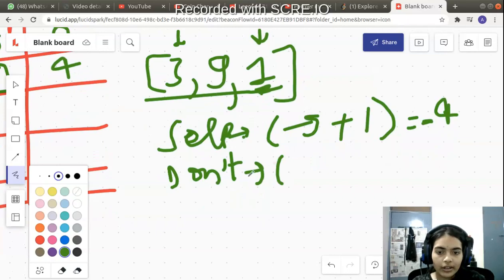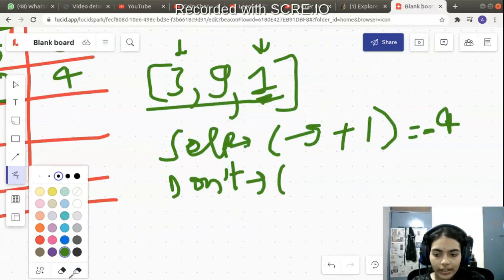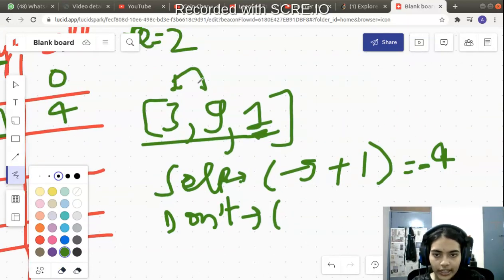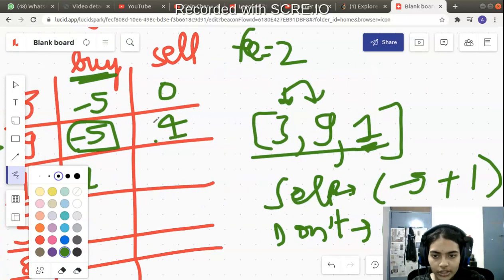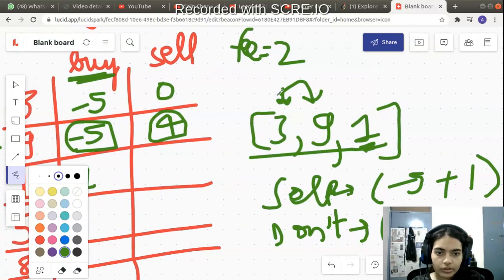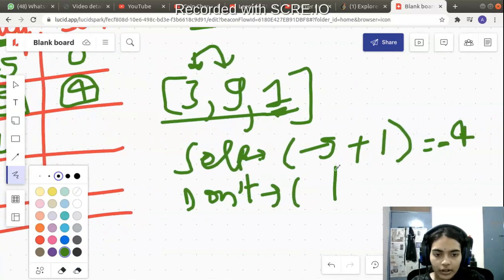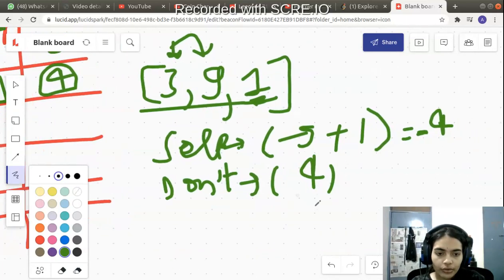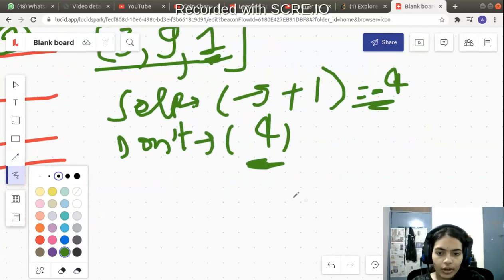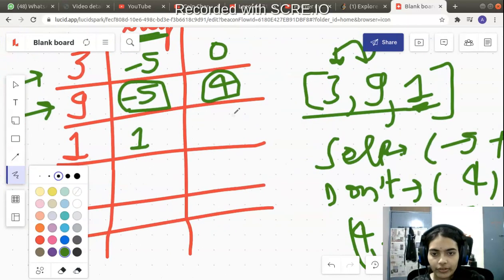Let's think about not doing anything. If you don't do anything, you will just remain in the state which you were in on day 2. So day 2, what was your state? Your state was this 4. You bought the stock on day 1, sold on day 2, and you will remain in that state. So you have to compare between 4 and -4. If you don't do anything, you will be at 4. If you sell the stock on day 3, you will be at -4. Which is better? 4 is better, so I will fill 4 here.